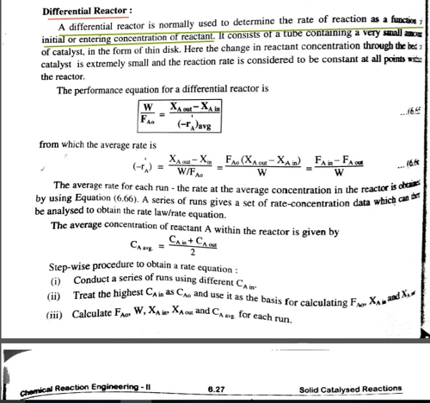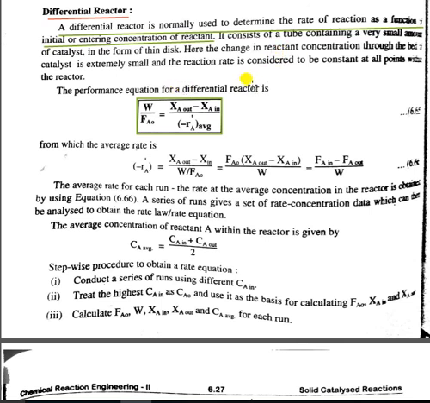Here the change in the reactant concentration through the catalyst bed is extremely small and the reaction rate is considered to be constant at all points within the reactor. The performance equation for a differential reactor is given by this equation, a standard equation derived by standard methods. You have to remember the performance equation for a differential reactor.